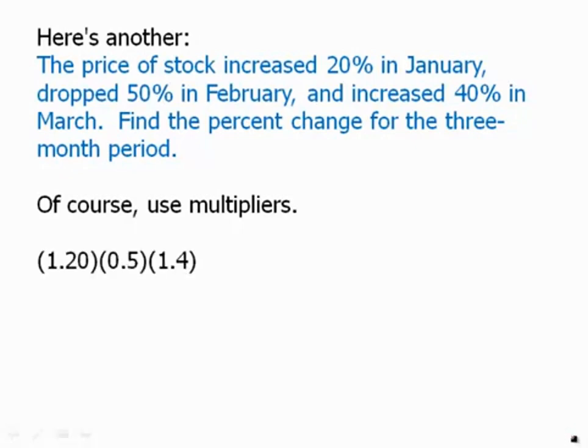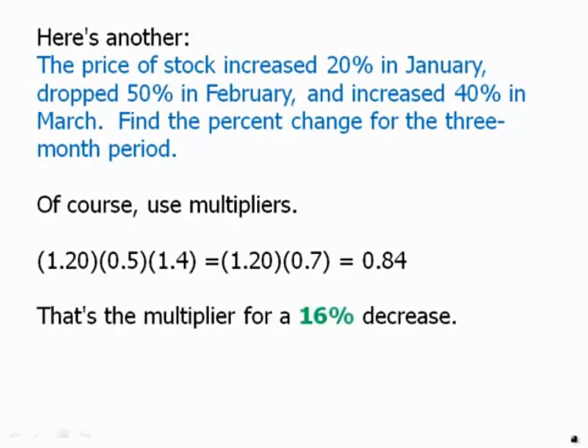To make things simple, I'm first going to multiply the last two. 0.5 or 1/2 times 1.4 will give me 0.7. And then 0.7 times 1.2 gives me 0.84. That is the multiplier for a 16% decrease. And so that's what's happened here. For the first quarter of the year, the stock decreased 16%.